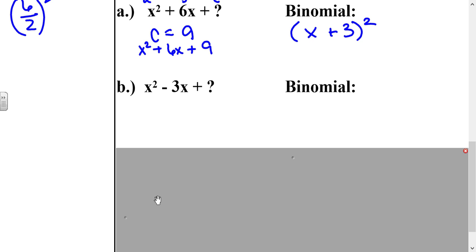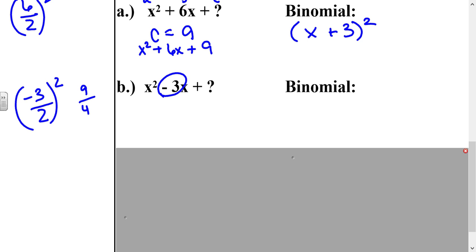X squared minus 3x plus blank. So we would take b, which is negative 3. So negative 3 divided by 2, and then square it. So that'd be negative 3/2 squared. The negative part doesn't really matter because when you take a negative and you square it, it comes out positive anyway. So if I take 3/2 times 3/2, that would be 9/4.